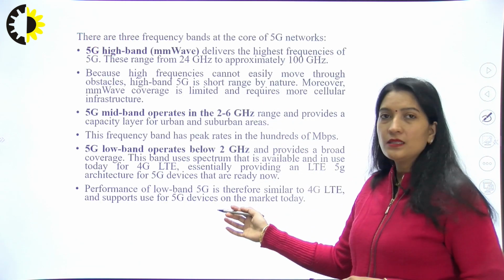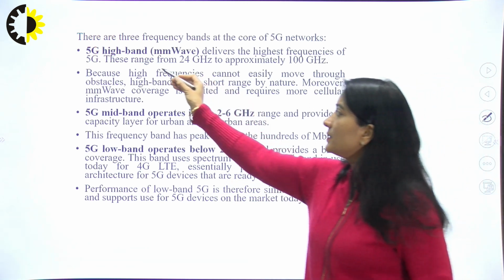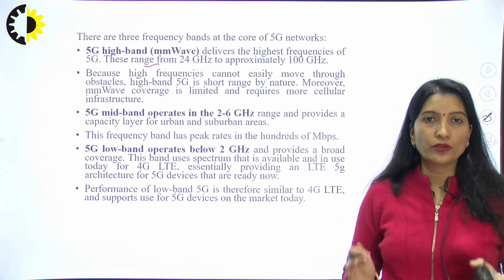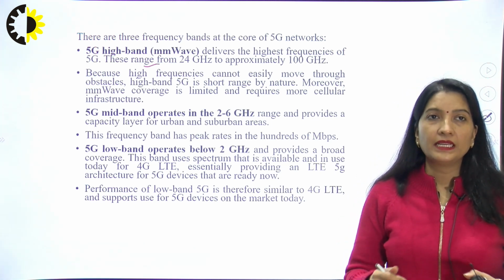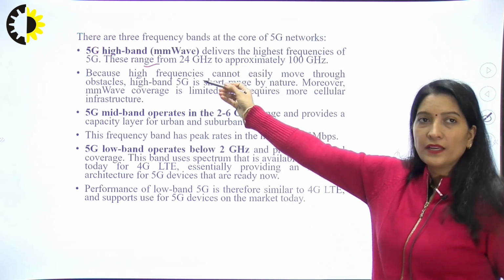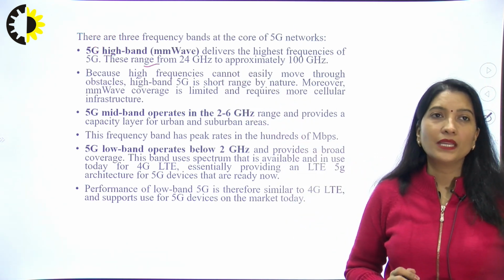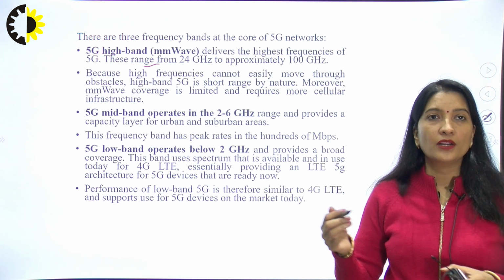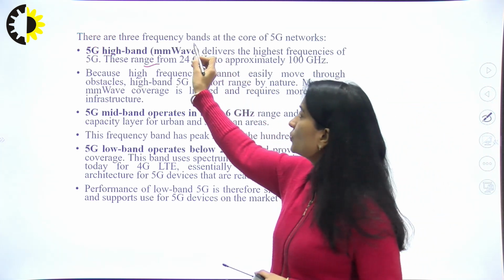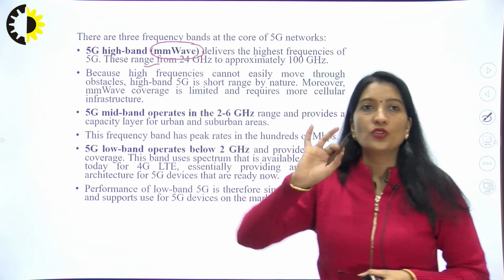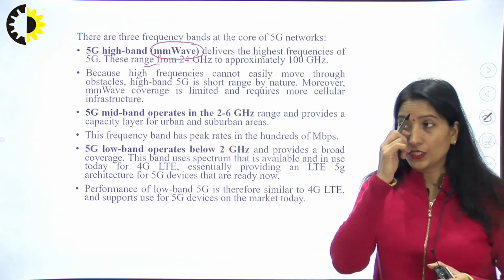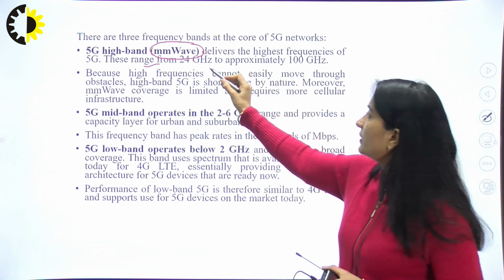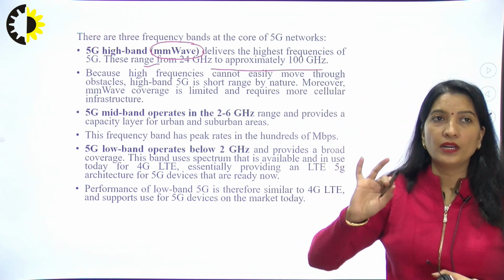So these are the three bands which I have discussed. The first band is the topmost band, the full-fledged deployment of fifth generation, which is not presently applied, the fifth generation high band, also known as millimeter wave. Why millimeter wave? Because we are using a frequency range starting from 24 gigahertz to 100 gigahertz, which comes out to be the millimeter wave range. So it delivers the highest frequency of fifth generation and the complete deployment of fifth generation, with ranges from 24 gigahertz to 100 gigahertz.